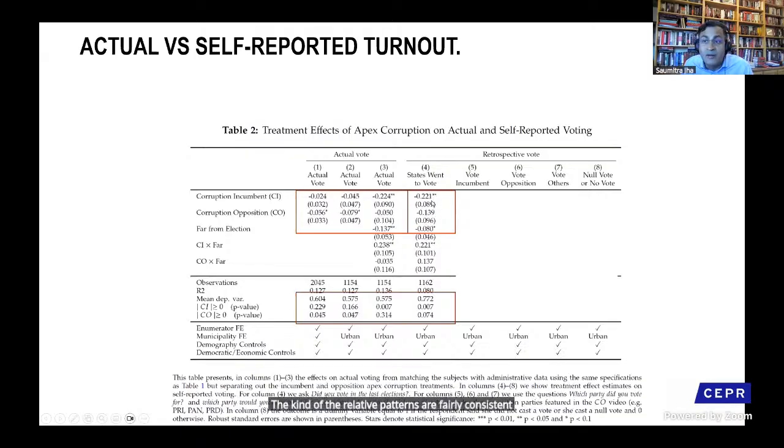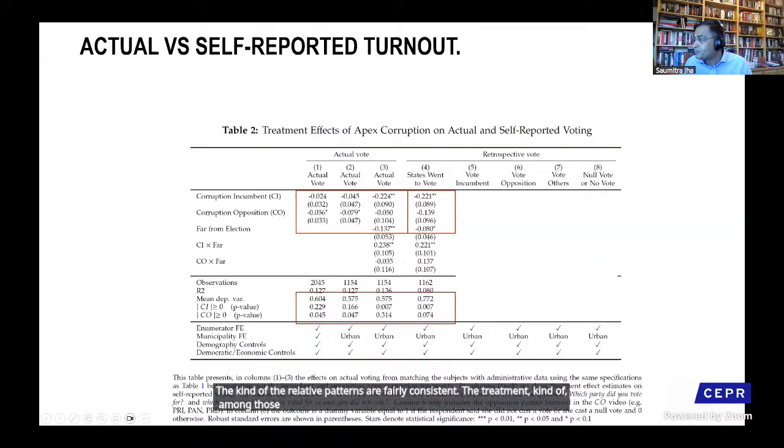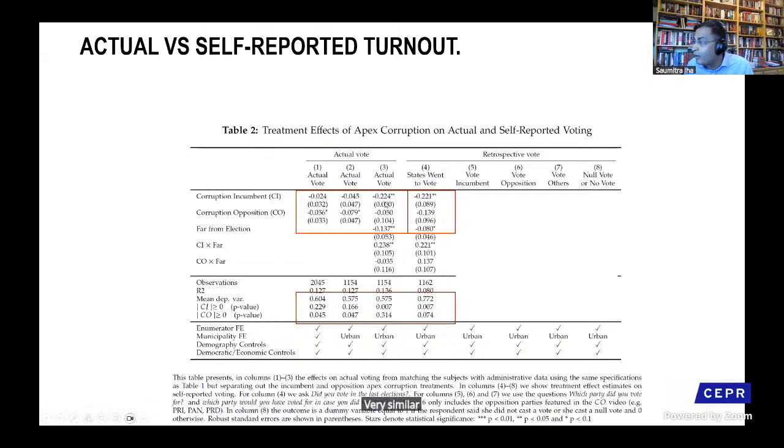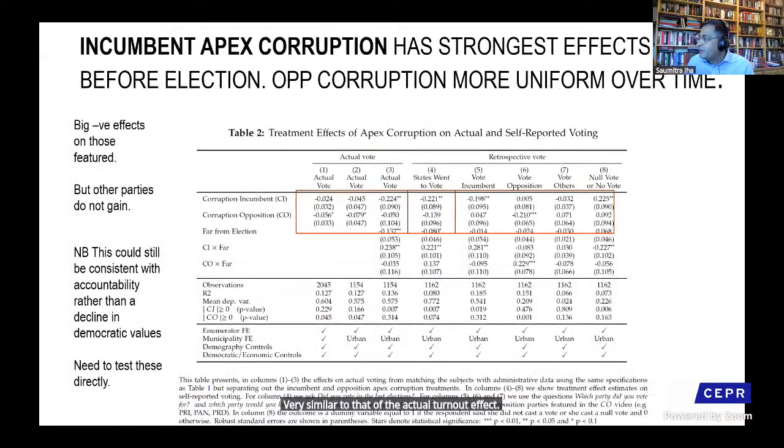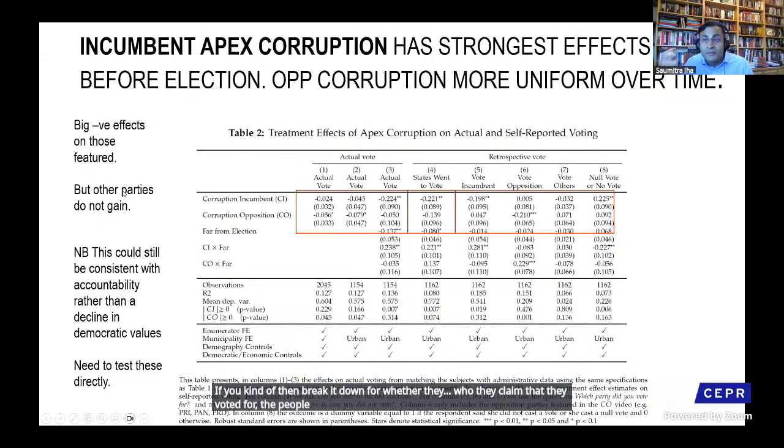Among those that said that they went to vote, the 22 point treatment effect of incumbent corruption was very similar to that of the actual turnout effect. If you then break it down by who they claimed they voted for, the party that was featured in the video was the one that lost out, relatively speaking.